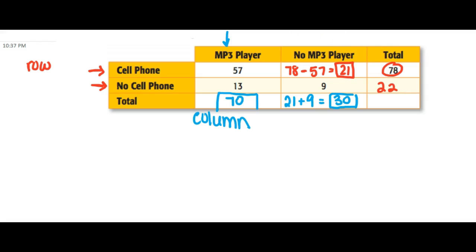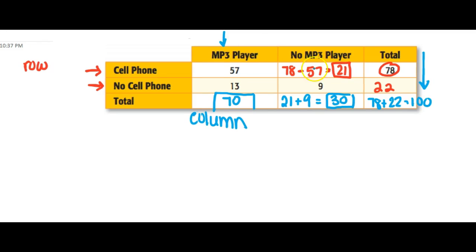And then what we're going to need to do is add up this totals column to get our grand total. So 78 plus 22 is going to be 100. Okay, so what that 100 means for us in general is that we've talked to 100 different people.